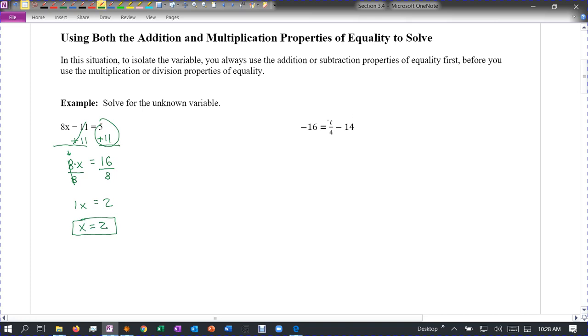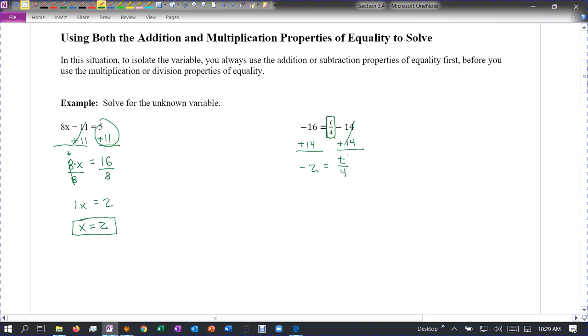Next problem, same thing. We're trying to get the t over 4 term by itself. So what we want to do is add 14 to both sides. And when we do that, the 14s will go away here. On the left-hand side, we have to do negative 16 plus 14, which gives us negative 2. We still have t divided by 4 here.